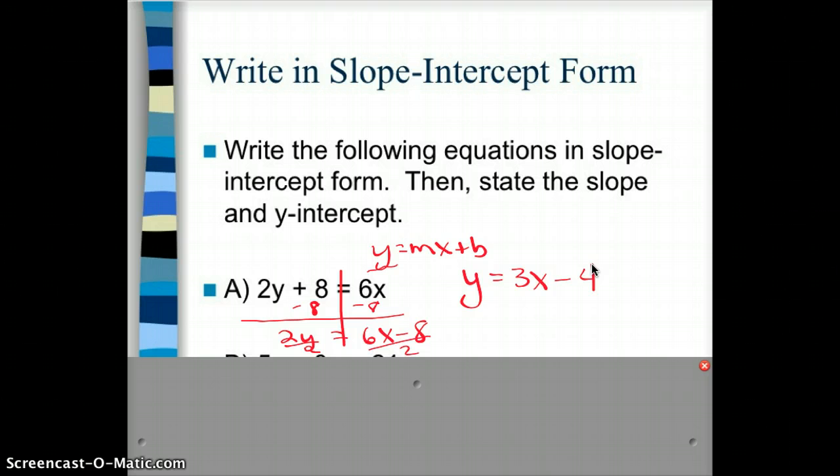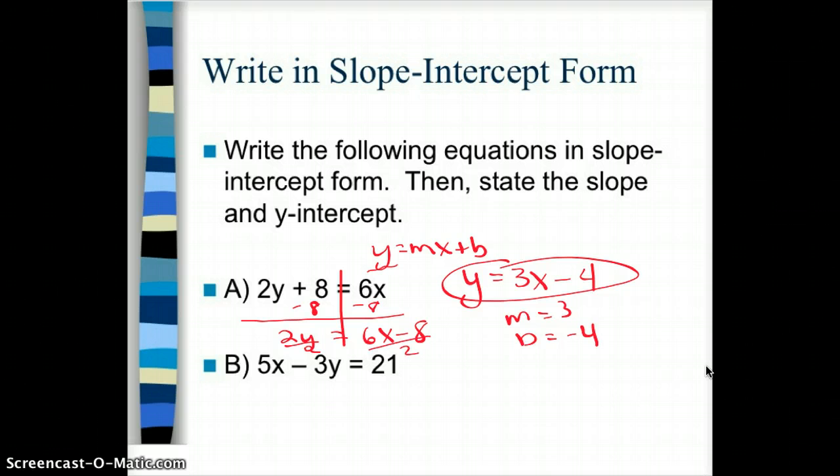What's nice about that, it's in the form I want it, y equals mx plus b. So my m, my slope value, is 3, and my y-intercept, my b value, is minus 4, and negative 4 is where it's going to start. Okay, try this one on your own, please.